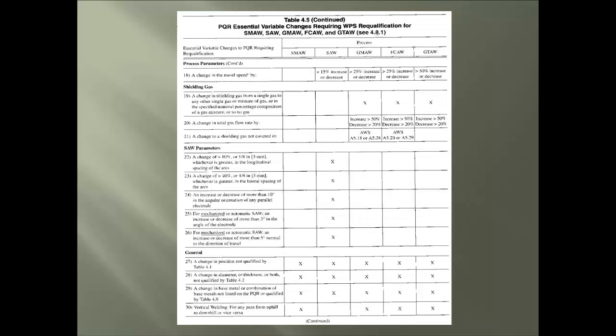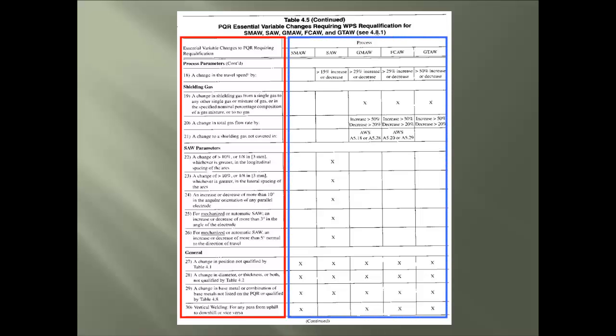This is the second page of the table, and we see the 2 parts of the table again, and the topics continue from page 1 as with the process parameters. Then the shielding gas, submerged arc welding parameters, and lastly for this page, the general topics.